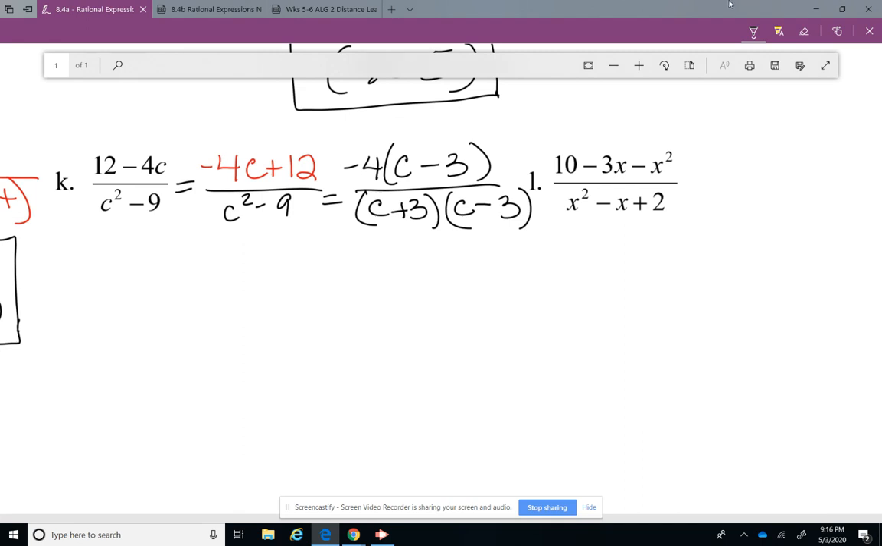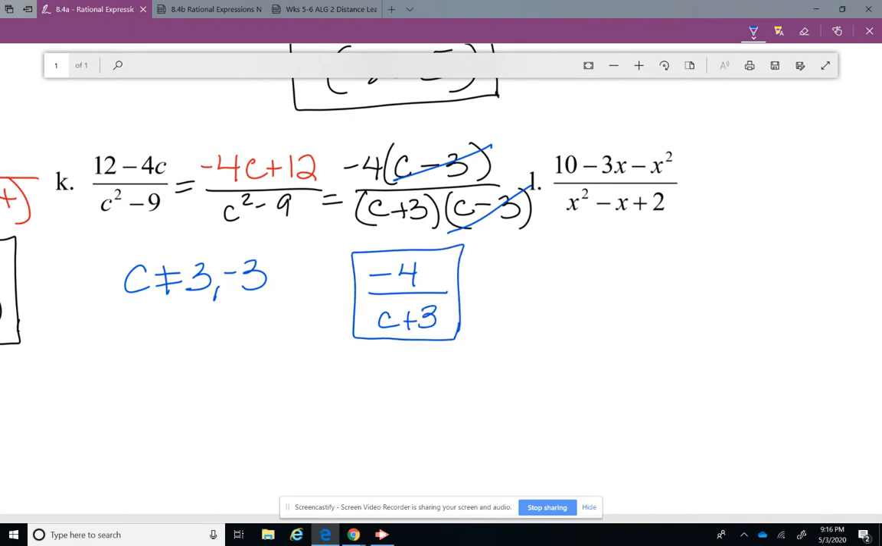All right, so now we recognize that we can cancel too. But before we do, let's go ahead and figure out our restrictions. Our restriction is c cannot be 3 or -3 because that would make our denominator 0. So we can cancel those out, and our answer is -4 over c plus 3. I won't put the parentheses this time, so you know it's okay not to.